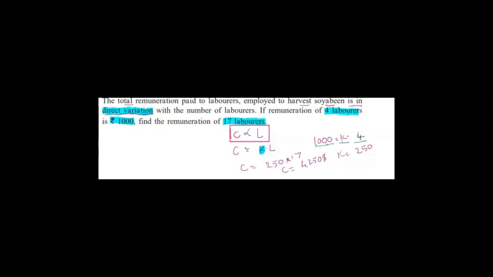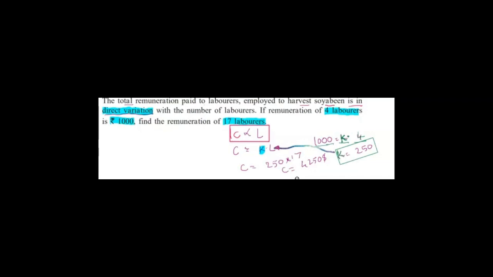So these are the two values we are working with here. K is the constant of variation, multiplied by 4. From that you first calculate K, which will be equal to 1000 divided by 4. That will be K equal to 250. Now we'll use this value of K in the equation.